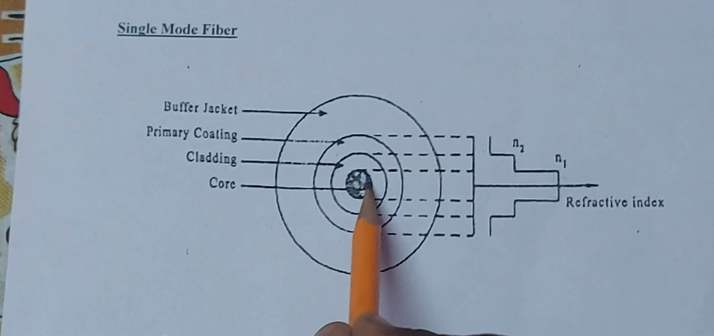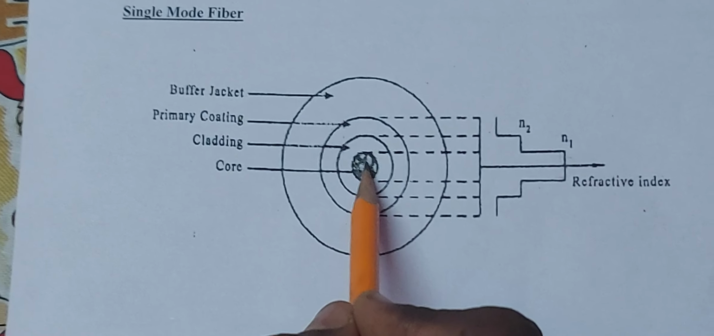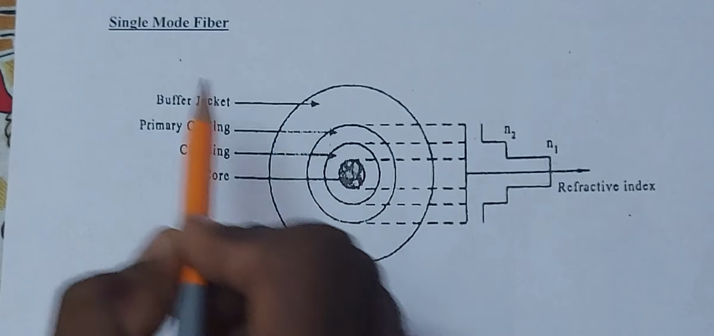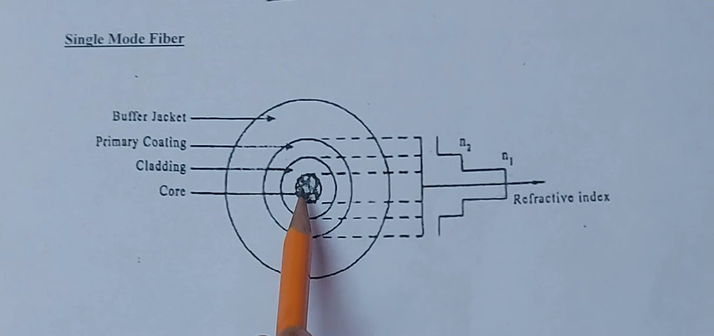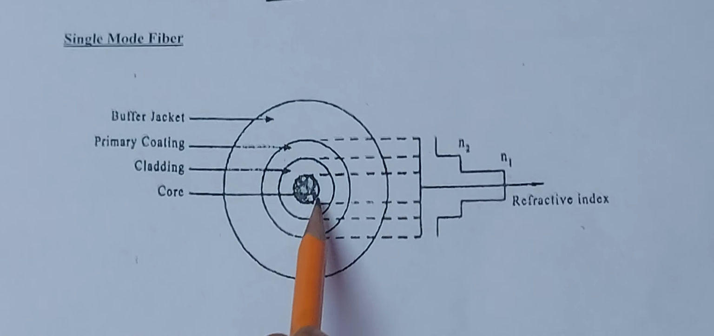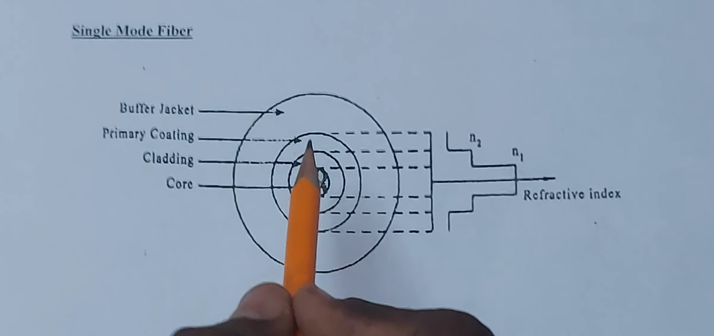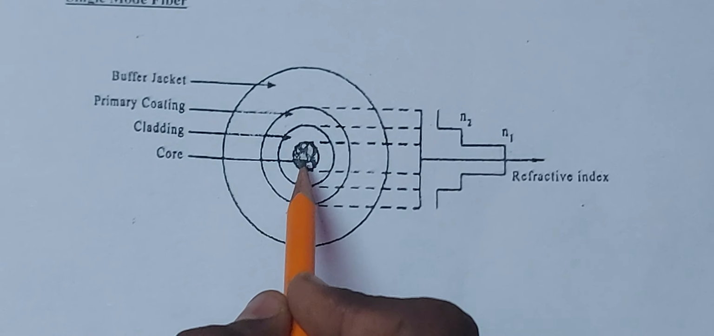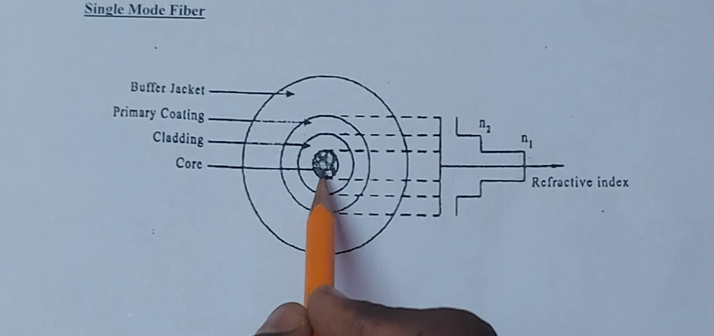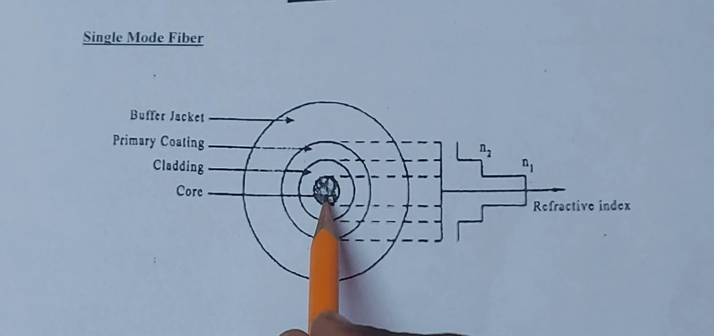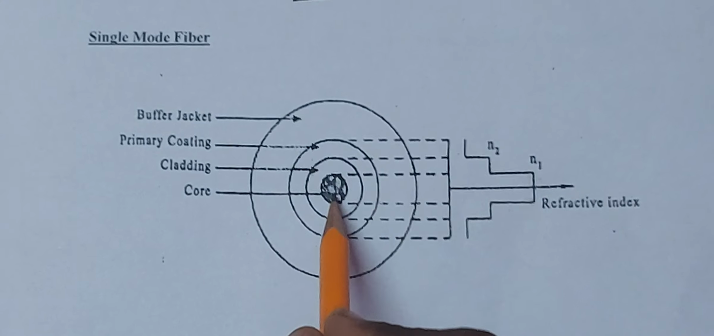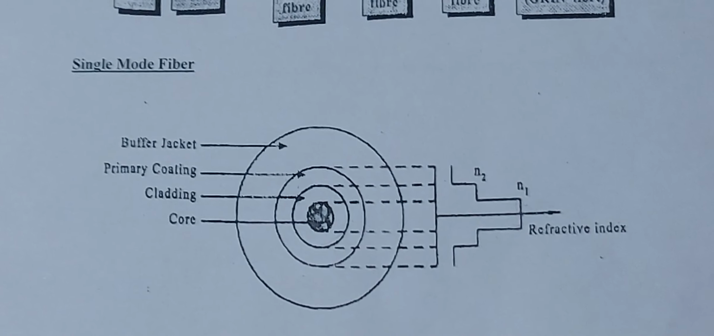So the diameter of the core is very small, so that it can propagate only a single mode. It will propagate only one mode, so it is named single mode fiber. It can transmit and receive only one mode, so it is named single mode fiber.